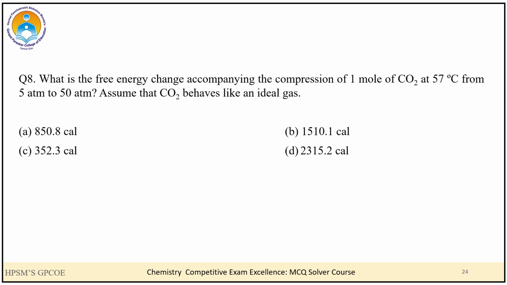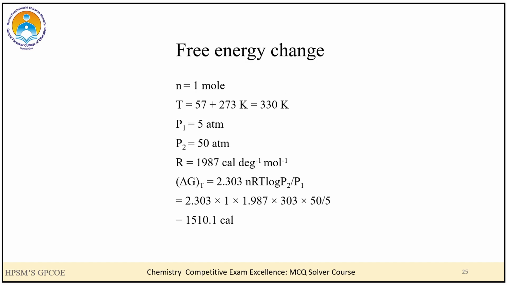Let us see one last problem. What is the free energy change accompanying the compression of 1 mole of CO2 at 57 degrees C from 5 atmosphere to 50 atmosphere? Assume that CO2 behaves like an ideal gas. The options are 850.8, 1510.1, 352.3 and 2315.2 calories. This problem is based on calculating the free energy change.